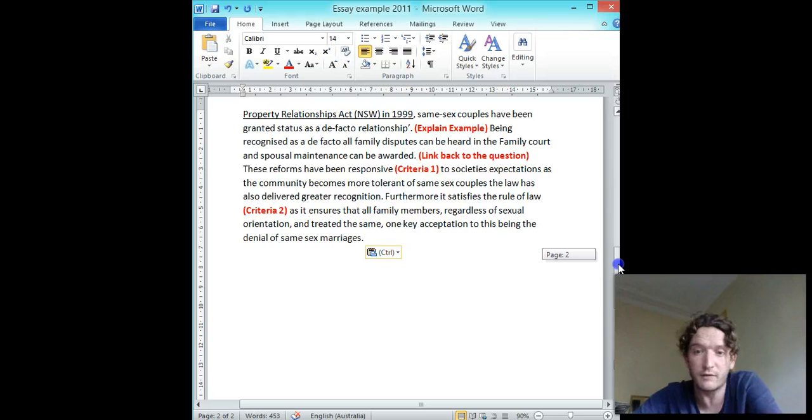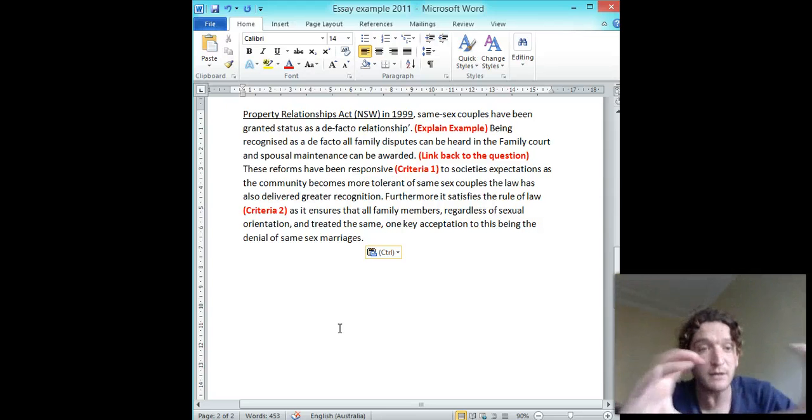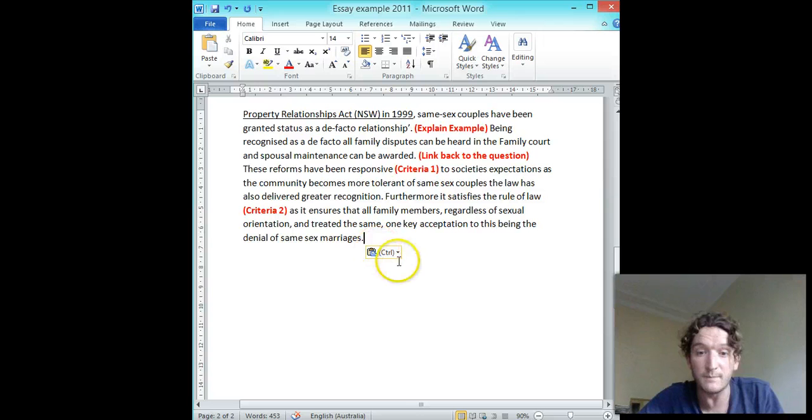The law has also delivered greater recognition. Furthermore, it satisfies the rule of law. That was our second criteria, as it ensures that all family members, regardless of sexual orientation, are treated the same. Blah blah blah. Okay, so we've said it has been effective. It has been an improvement because based on these two criteria, we've improved on what previously was there.